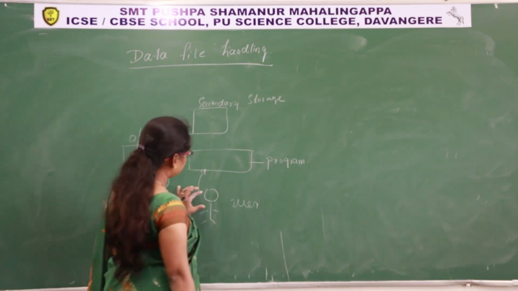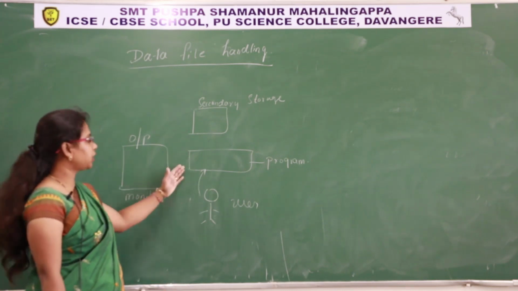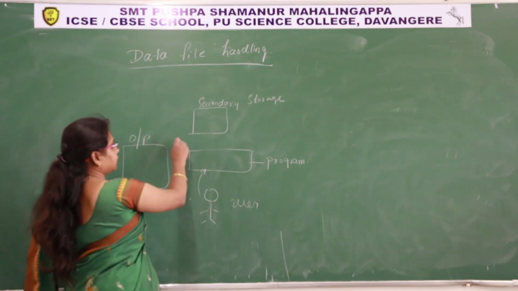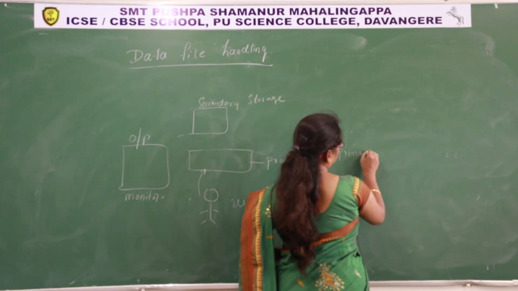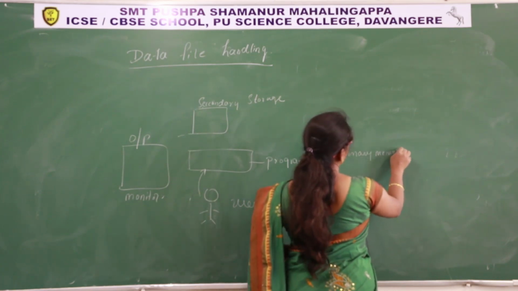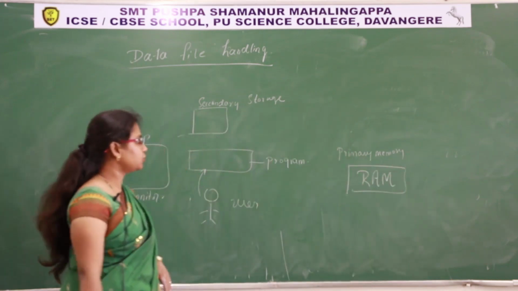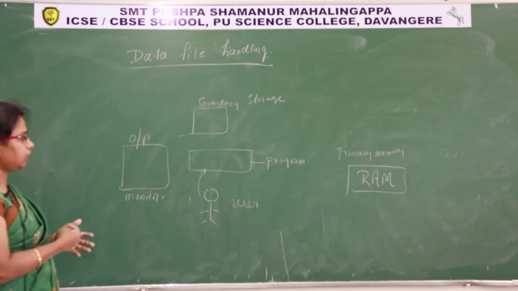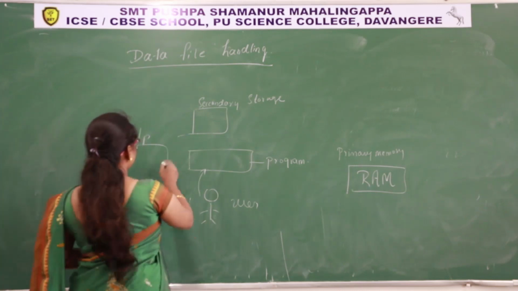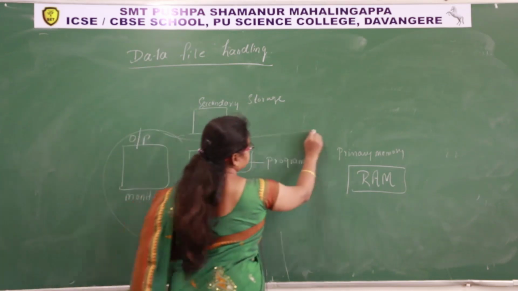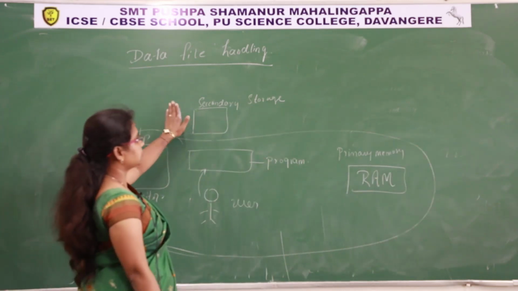Okay, see. So far what we discussed, we communicate with the program. We deal with the program only. We did not consider a file. Here I will take primary memory, RAM. So far the interaction and the process takes place among these. We did not consider this file, secondary storage.